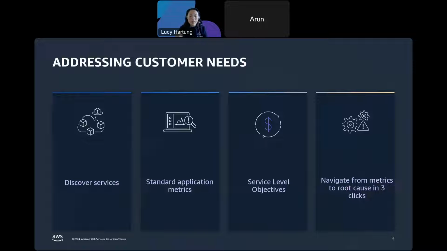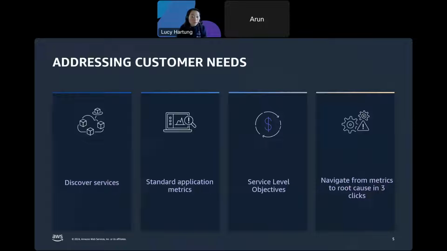Secondly, we want to standardize metrics into application language. What do we really care about in application performance? We determined a couple of golden signals like volume, availability, latency, faults, and error rates. These are important in terms of application performance, and we want to be able to translate that for you.